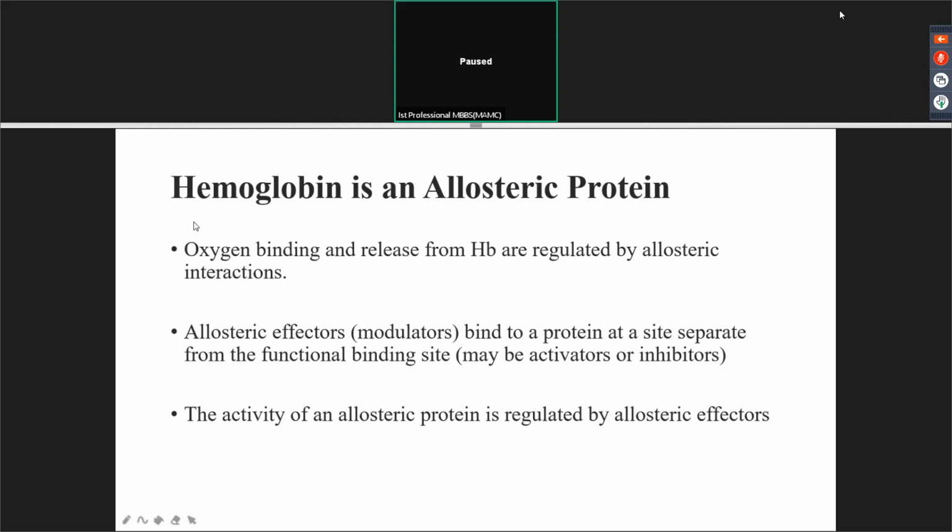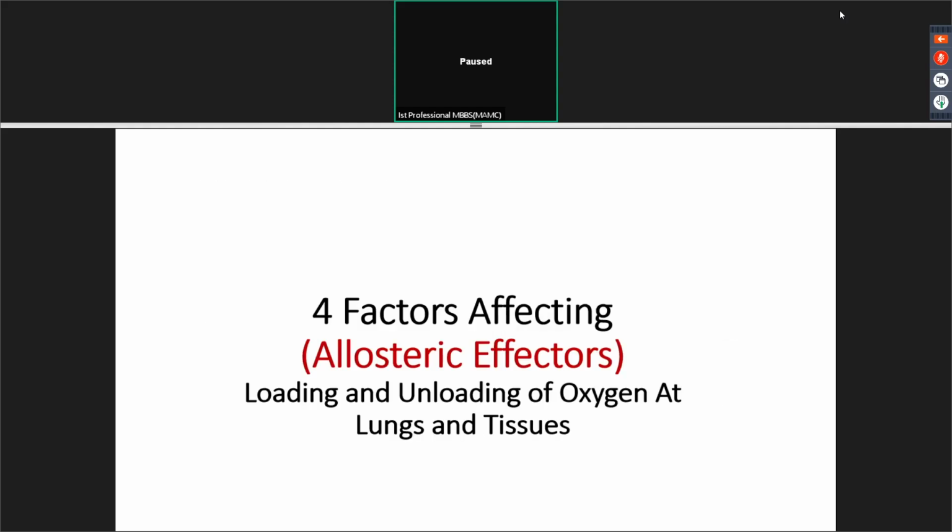Again, because this property goes to its structural component. It is a quaternary structure having oligomeric monomers. So oxygen binding and release from hemoglobin are regulated by the allosteric interactions. Allosteric effectors or modulators bind to a protein at a site separate from the functional binding site. They can be activators, they can be inhibitors also. The activity of allosteric protein is regulated by these allosteric effectors.